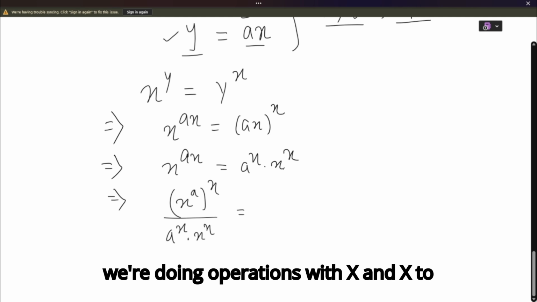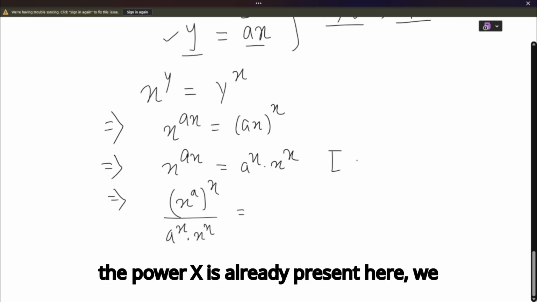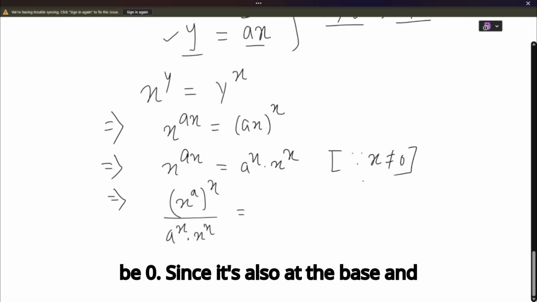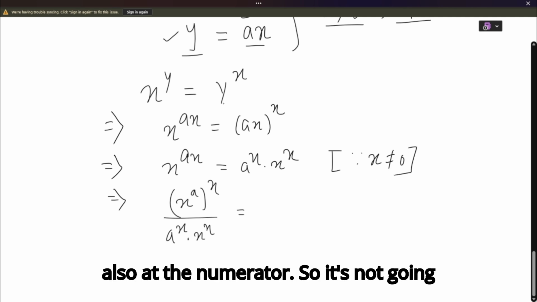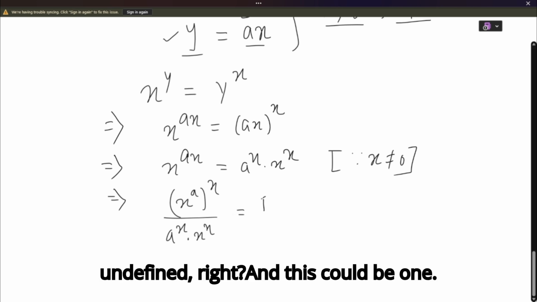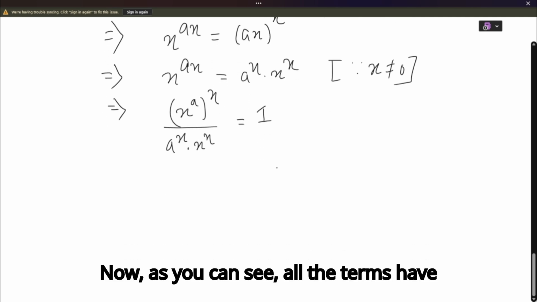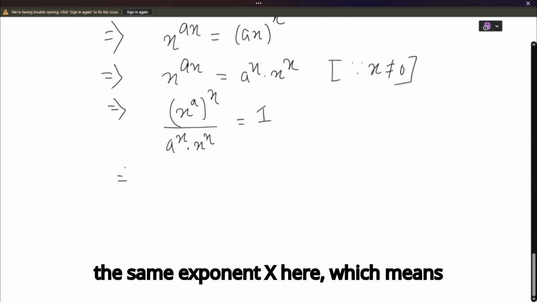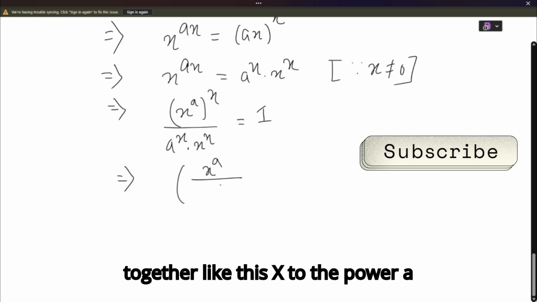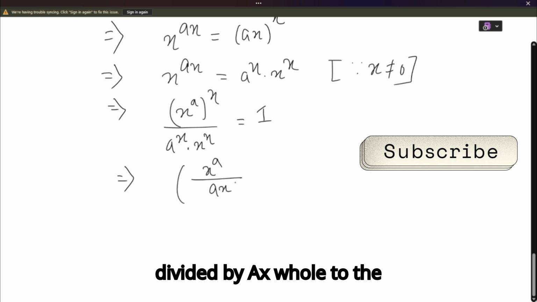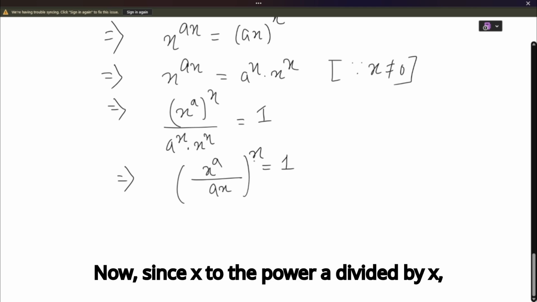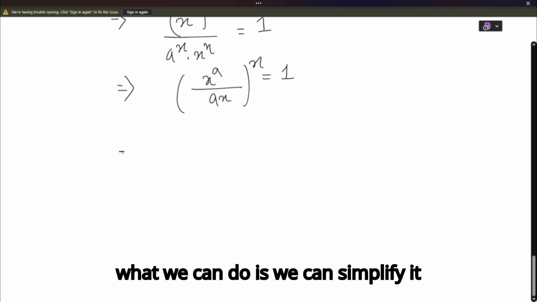Since we are doing operations with x, and x to the power x is already present here, we can safely assume that x is not going to be 0, since it's also at the base and also at the numerators. So it's not going to be 0. Otherwise, the problem would be undefined, right? Now, as you can see, all the terms have the same exponent x here, which means we can write them together like this: x to the power a divided by ax whole to the power x equals 1.